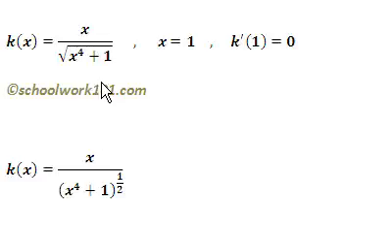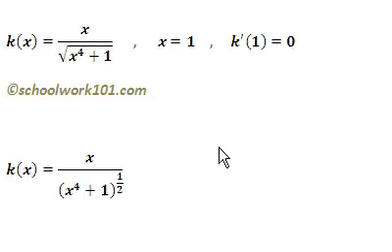Okay, we're going to be finding the slope of the tangent line. And here is what our function is defined as. We've got k of x is equal to x over the square root of x to the fourth plus 1. And we're concerned about when x is equal to 1. Now I'm showing here that the slope of that tangent line is 0.